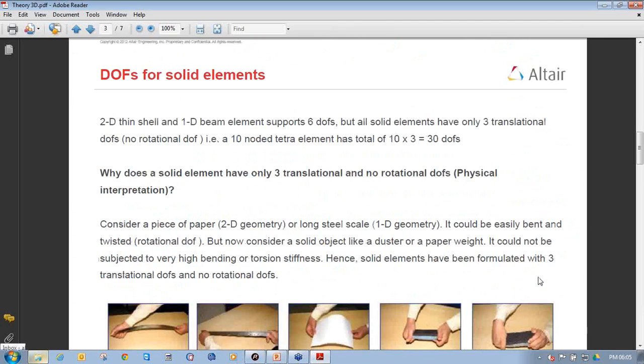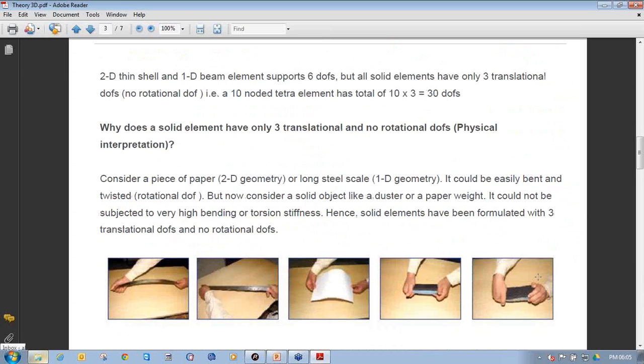Then we will discuss the degrees of freedom for solid elements. 2D thin shell and 1D beam elements support all 6 degrees of freedom, but all the solid elements have only 3 translational degrees of freedom and no rotational degrees of freedom. That is, a 10-noded tetra element, a second order parabolic tetra element, has a total of 10 into 3, that is 30 degrees of freedom.